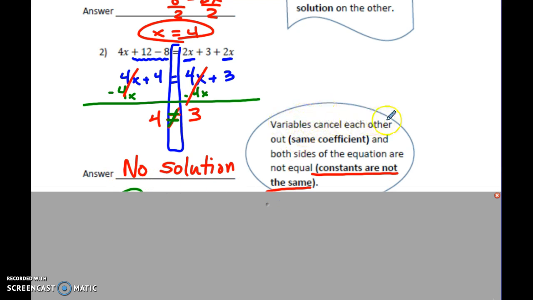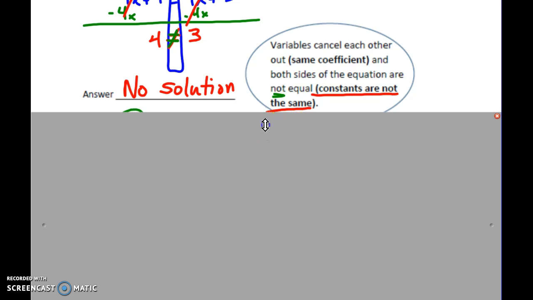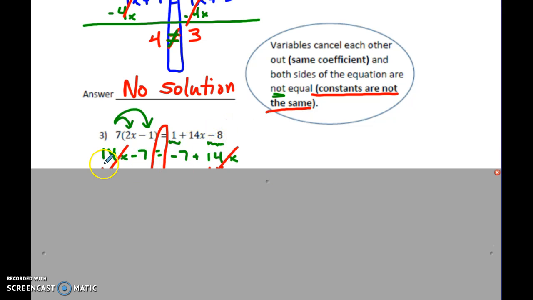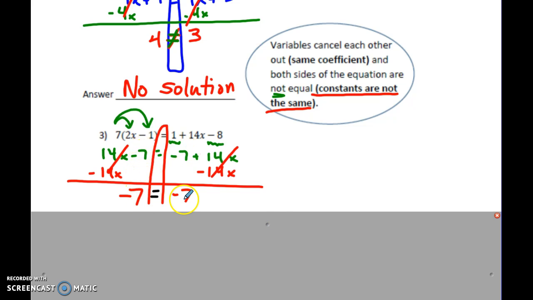What happened is the variables canceled each other out because they had the same coefficient, and then both sides of the equation were brought down, and we notice they are not the same. So when those constants are not the same, you're going to automatically know there's no solution. So we have one more example to go through, and this one starts out with some distributing where you have to clean up, some combining like terms where you have to clean up. And then again, we have variables on both sides. So working with our 14x and our 14x, you see they cancel. And when you bring down, you do have a balanced equation.